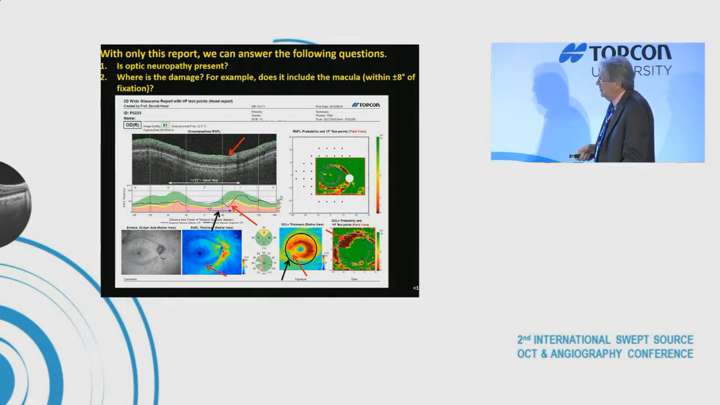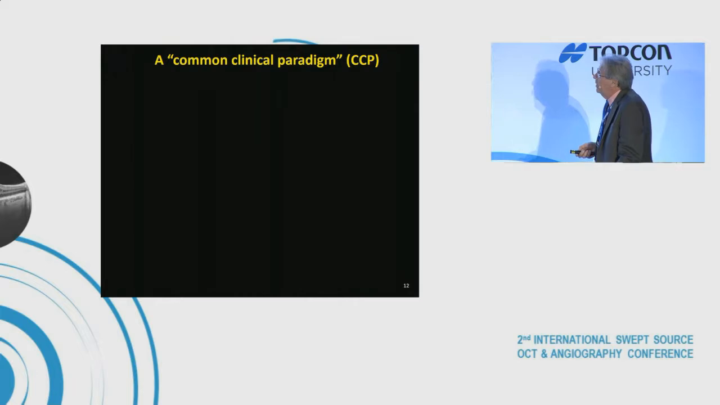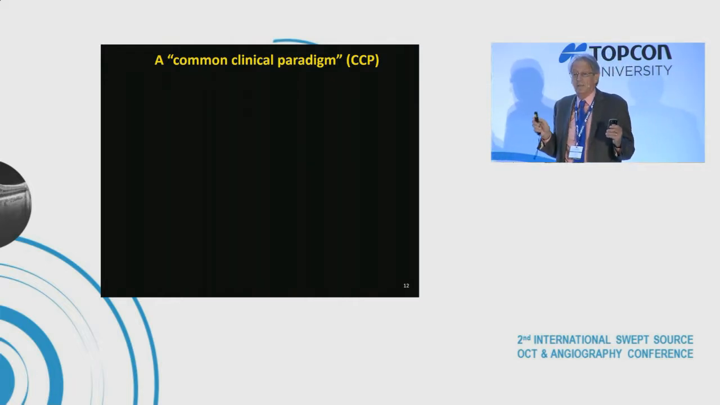And there it is on your thickness map. And there it is on this probability map. And then here's the same thing for this damage over here. All right, so I want to relate this to what I'm going to call the most common clinical paradigm.